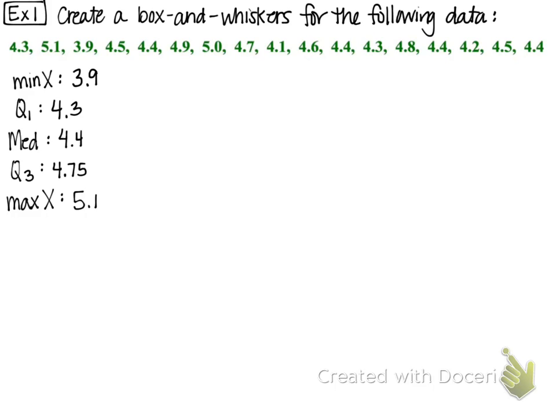So here's what the calculator gives you for your information here. So in order to make your box and whiskers plot, we're going to need a number line. So your number line, your smallest value is 3.9 and your biggest value is 5.1. So let's create a number line that has this information on it. We're going to need some marks in between our whole numbers because most of the numbers that we're dealing with are decimals. So let's create a number line now.